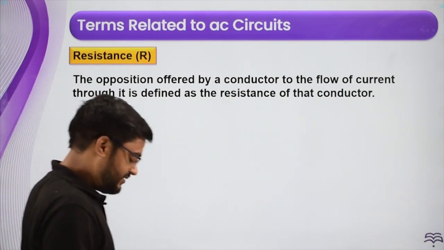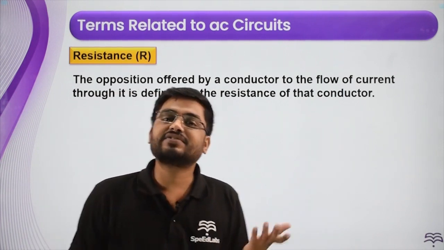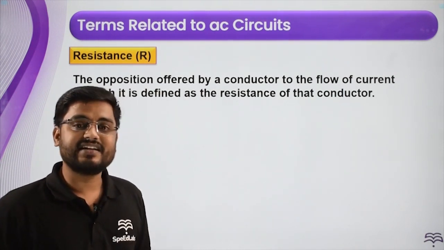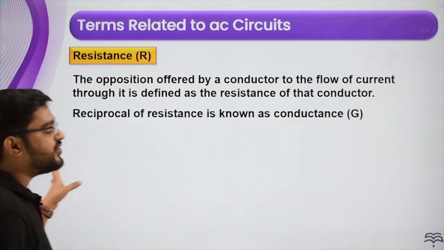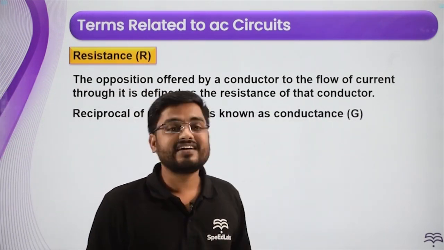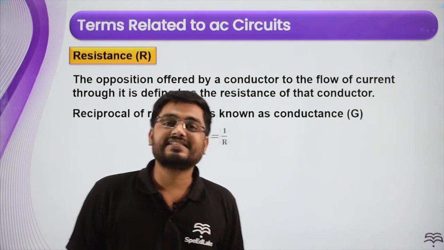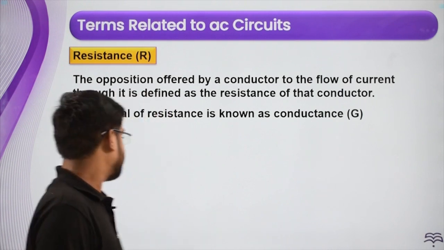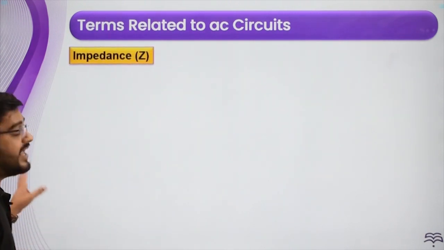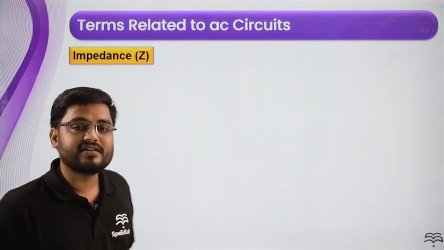We are not going into much detail, but we know that V is equal to IR. We have already discussed that in direct current. So that's what resistance is. And the reciprocal of resistance is defined as conductance, and the symbol for conductance is capital G.